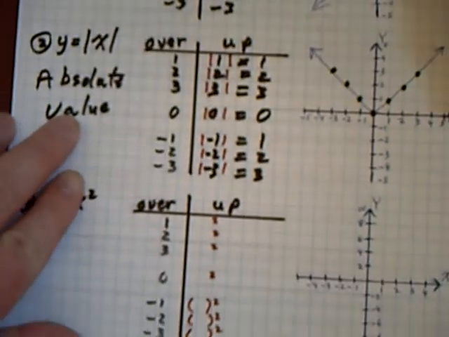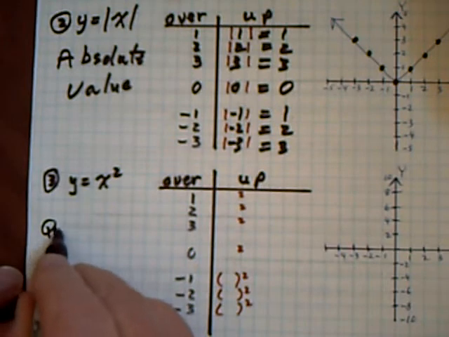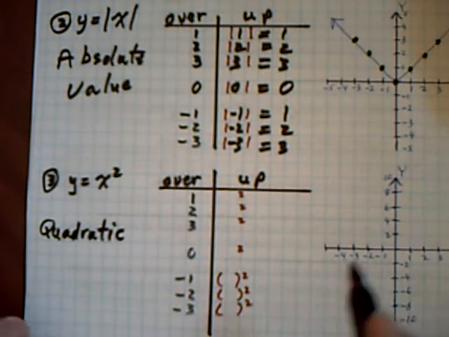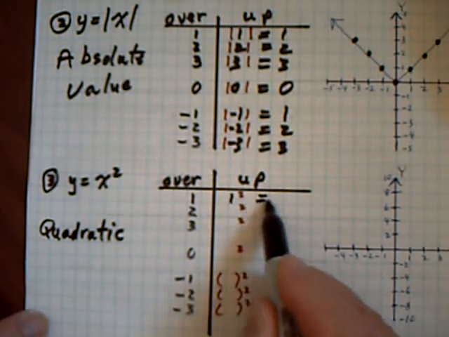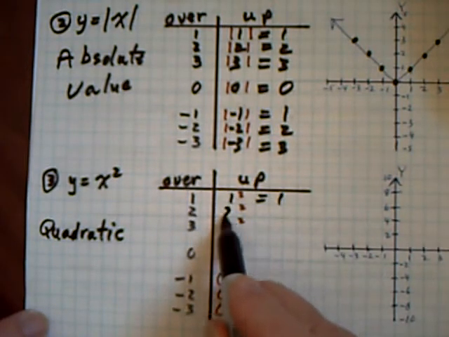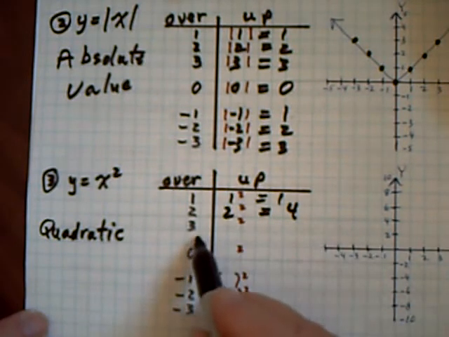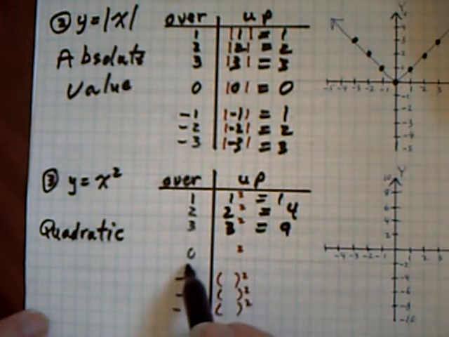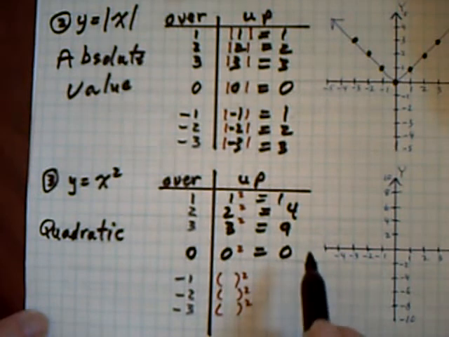The third graph I'm going to do is y equals x squared. And this is just what we call a quadratic. So if I go over 1, I'm going to go up 1 squared, which is 1. If I go over 2, I'll go up 2 squared, which is 4. If I go over 3, I'll go up 3 squared, which is 9. If I go over 0, I'll go up 0 squared, which is 0.